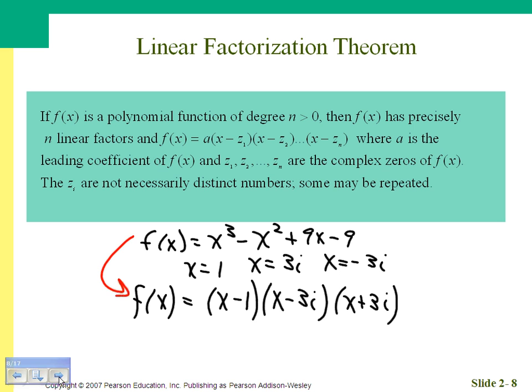If f of x is a polynomial function of degree n greater than 0, in other words, you've got something other than x or higher, f of x has precisely n linear factors. Three linear factors because I was dealing with the cubic. There's 1, 2, 3. I forgot you can't see my finger pointing at these. And you can write those as x minus each one of the solutions: x minus 1, x minus 3i, x plus 3i. And that's useful for identifying the zeros and being able to understand how the function behaves.